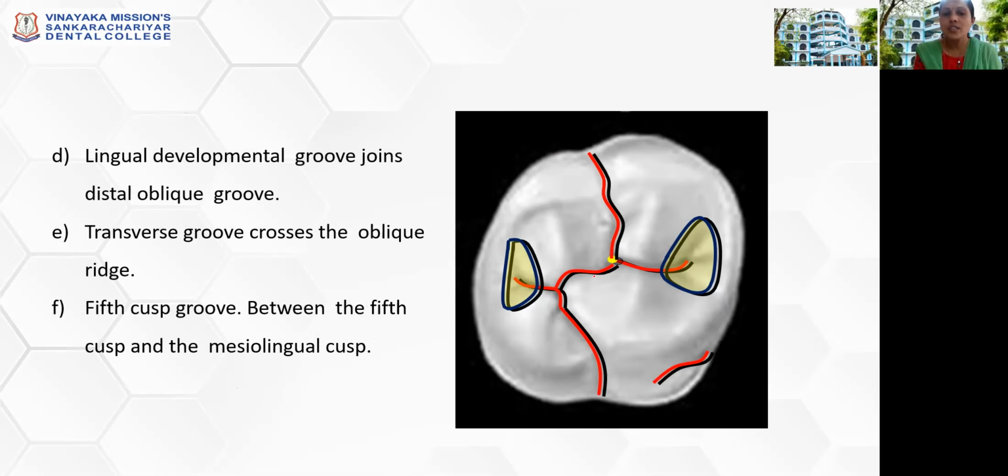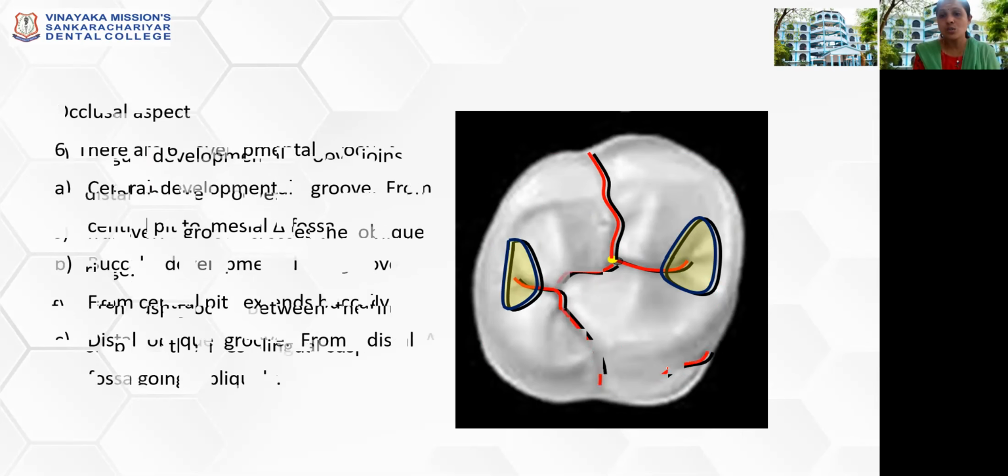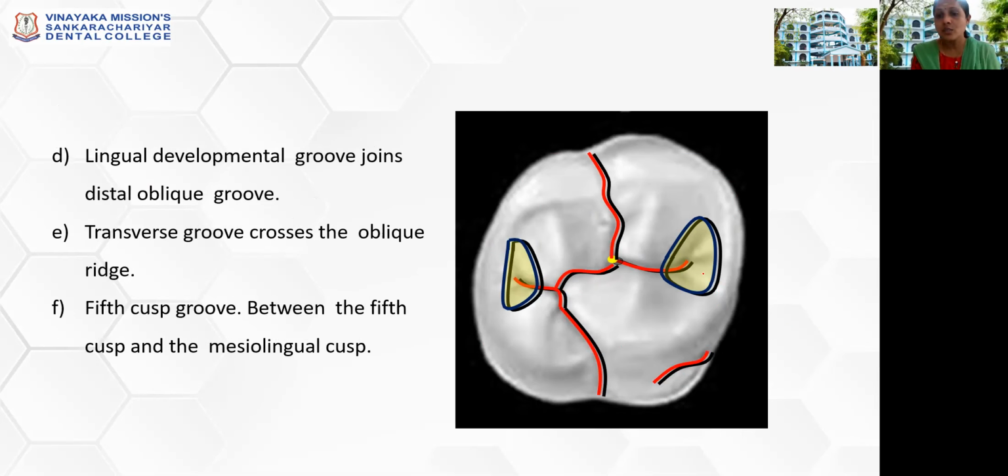And there is a transverse groove which crosses the oblique ridge, and the accessory groove or the irregular developmental groove or the fifth cusp groove which is present between the fifth cusp and the mesiolingual cusp. So there are 6 developmental grooves. One is the central groove, buccal and the lingual developmental groove, transverse groove, distal oblique groove, and the fifth cusp groove. So there are 6 developmental grooves that can be appreciated in the maxillary first molar.